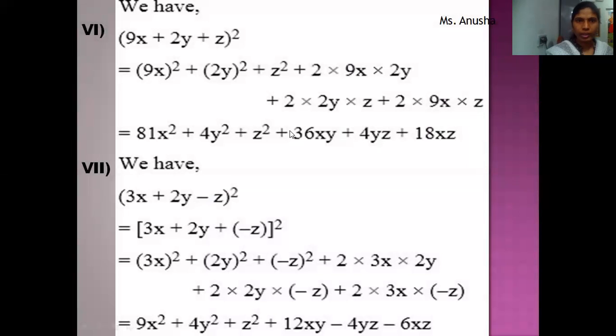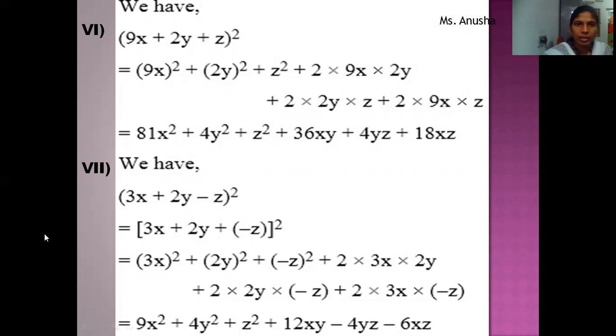Okay. So finally, after simplification, you will get this final answer. The same thing for the next example also: 3x plus 2y minus z the whole square. The formula for a plus b plus c the whole square is a square plus b square plus c square plus 2ab plus 2bc plus 2ca.